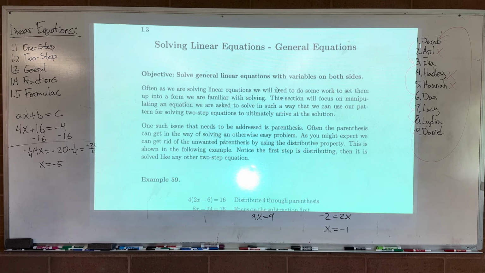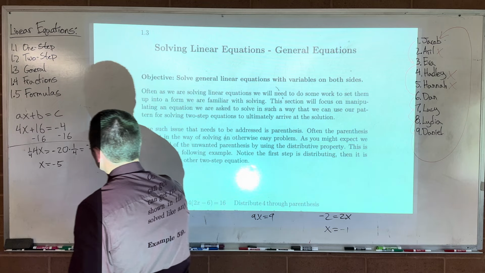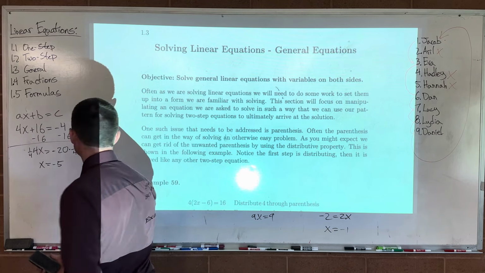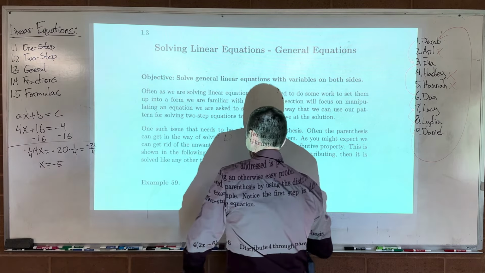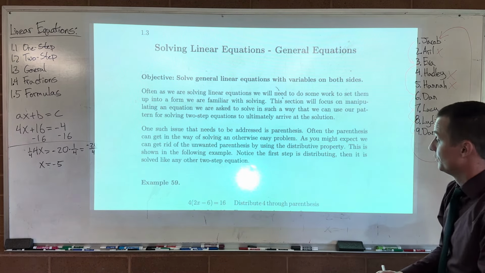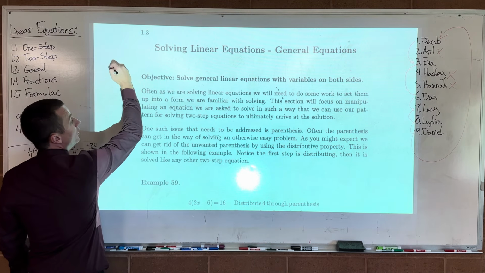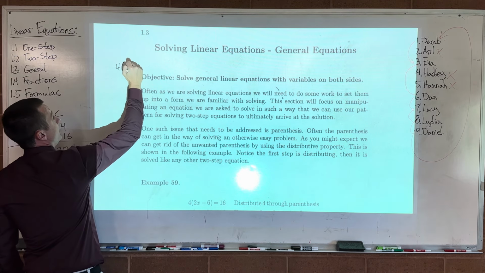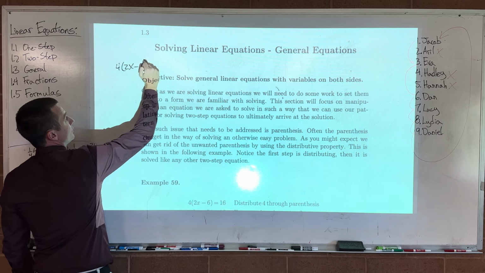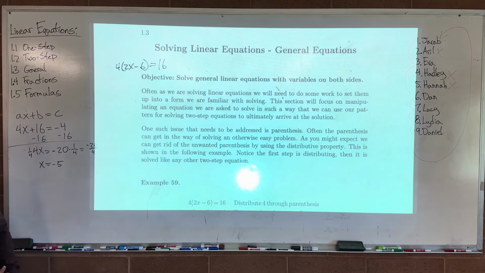Next, what are we doing? Solving linear equations in general, meaning we don't always give it to you in some pretty form. So let's solve one in an ugly form, like he has here. So 4 times 2x minus 6 is equal to 16. Okay, so what are we going to do first?